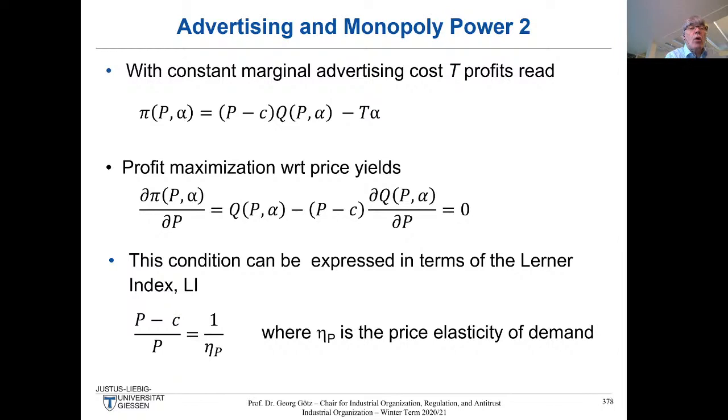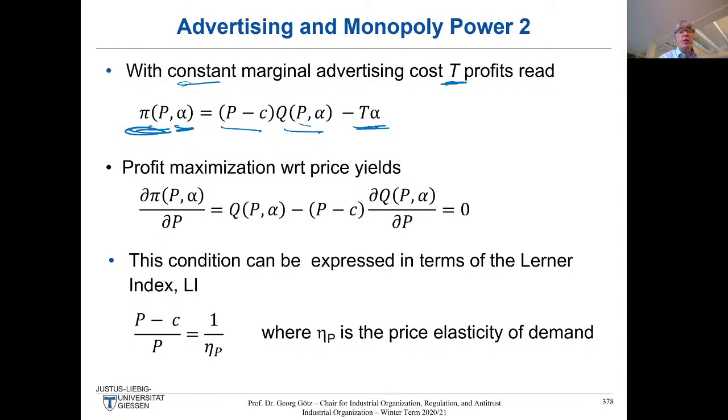And now we can look up the profit maximizing choice of both price. We choose price as a decision variable and the amount of advertising. Okay, and we assume that advertising causes some marginal advertising costs T. So T is just the cost per ad in a sense here. It probably makes sense to assume that they are constant. And now the profit is just profit per unit minus output times output minus what you spend on advertising.